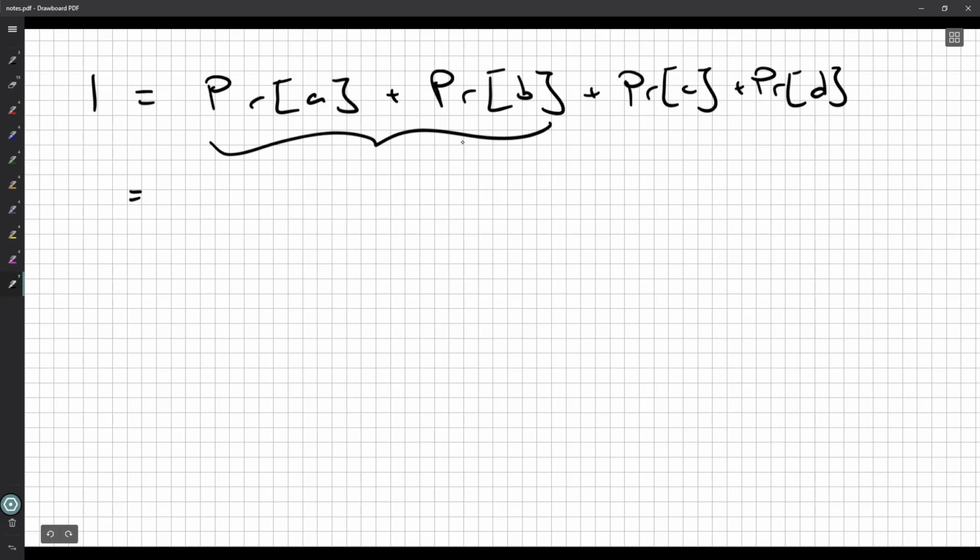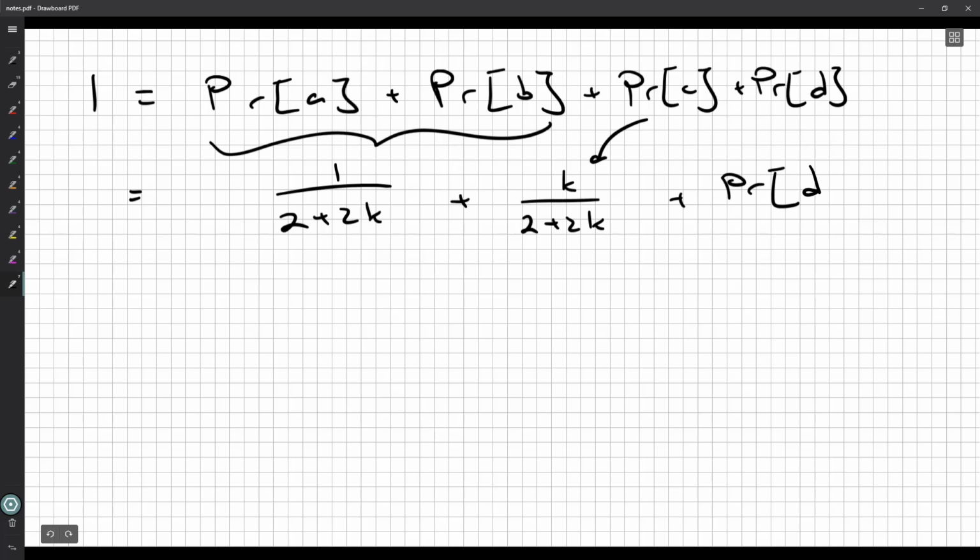Now, I don't know A and B individually, but I know together they are 1 over 2 plus 2K. And I know that C is K over 2 plus 2K. And then there's the D that I don't know. But, oh, these fractions have a common denominator, so we can add up their tops.